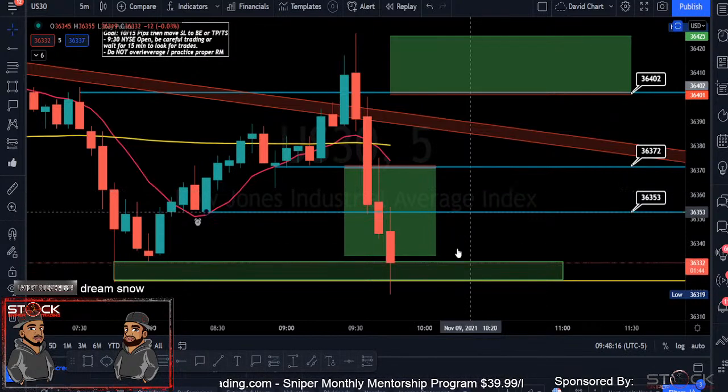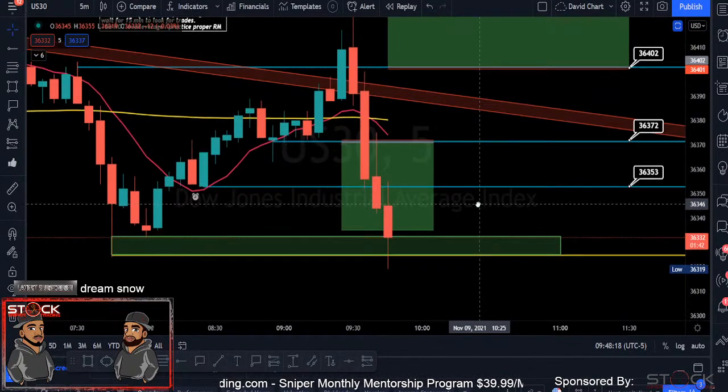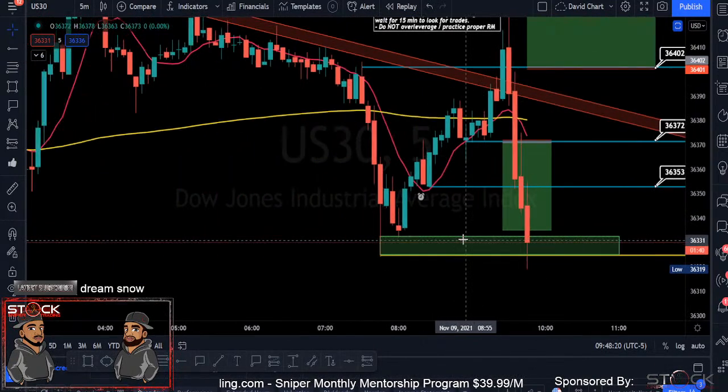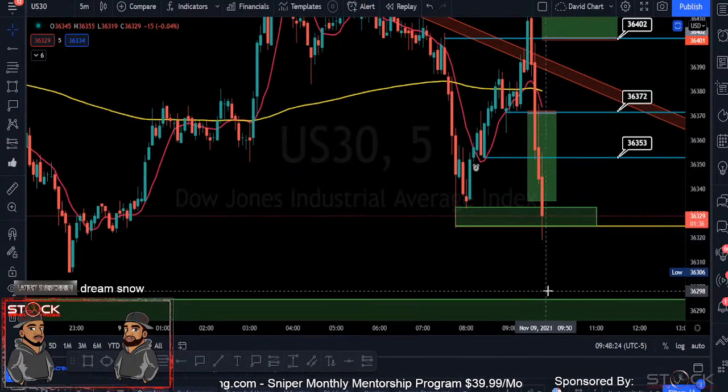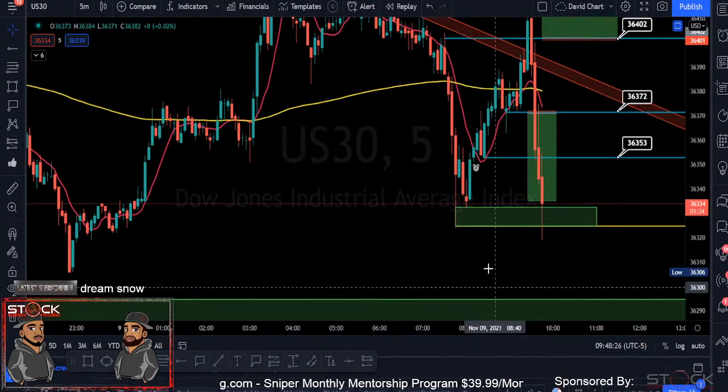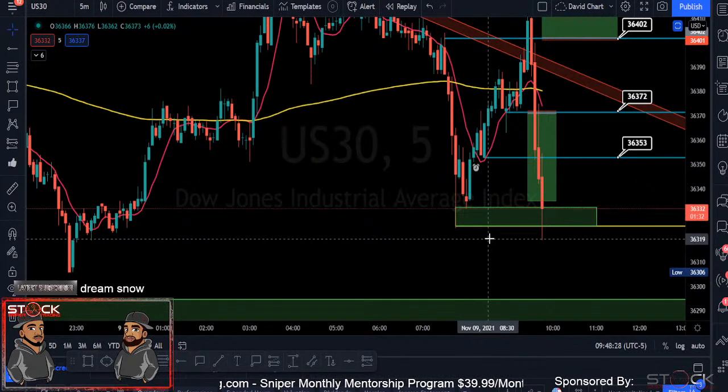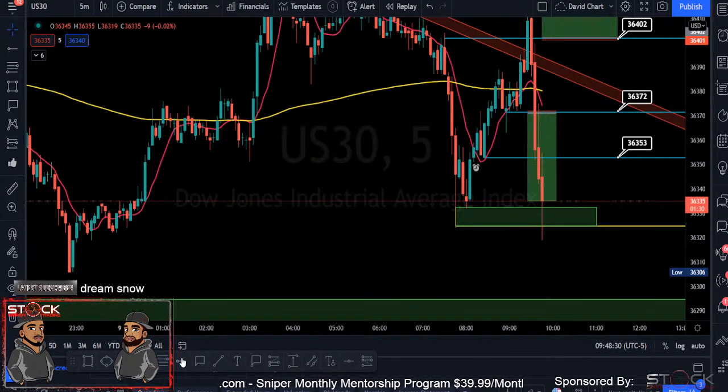I want to see if US 30 is going to tank below this area. Okay, that's what I want to see. If it does, you can see that we have a higher time frame demand area waiting for us there. It's waiting for us.